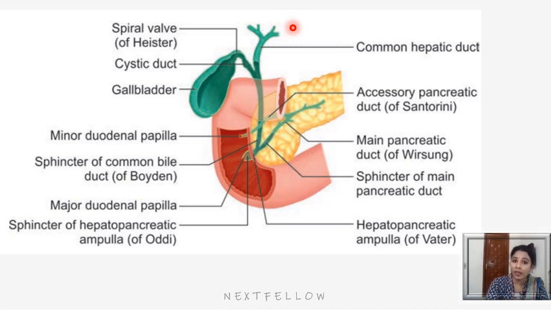the duodenum. When the sphincter contracts, the bile cannot enter the duodenum, and it backs up and flows into the gallbladder, where it is concentrated and stored. The minor duodenal papilla is another opening, where the accessory pancreatic duct opens. The major pancreatic duct joins with the common bile duct to form the major duodenal papilla. This is the minor duodenal papilla, where the accessory pancreatic duct opens.